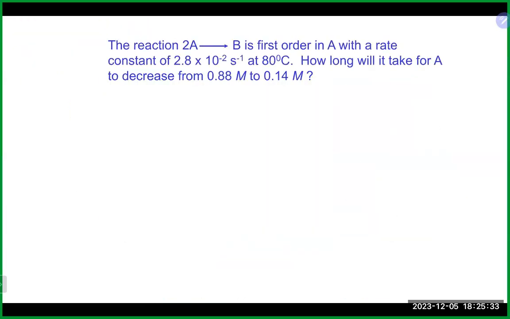So let's take a look at one. I want you to try. The reaction is first order with a rate constant of 2.8 times 10 to the minus 2 reciprocal seconds. How long will it take for the concentration to decrease from?